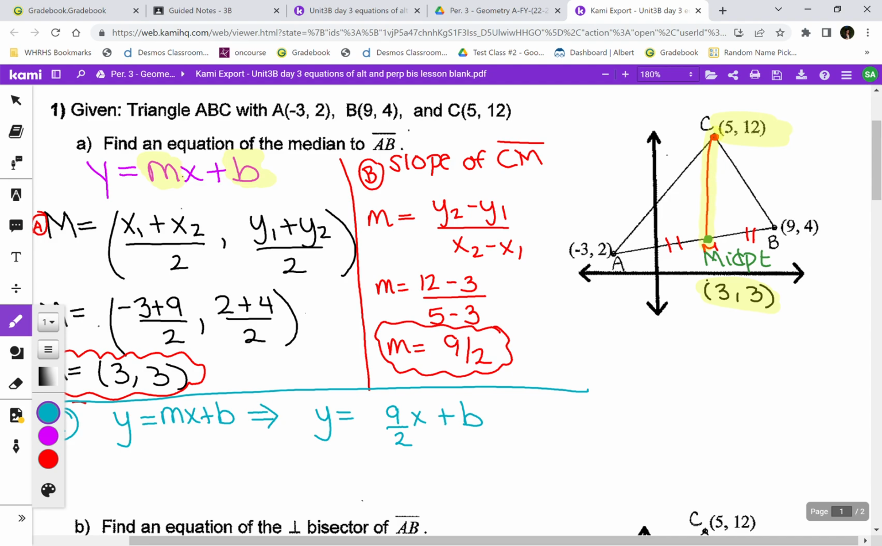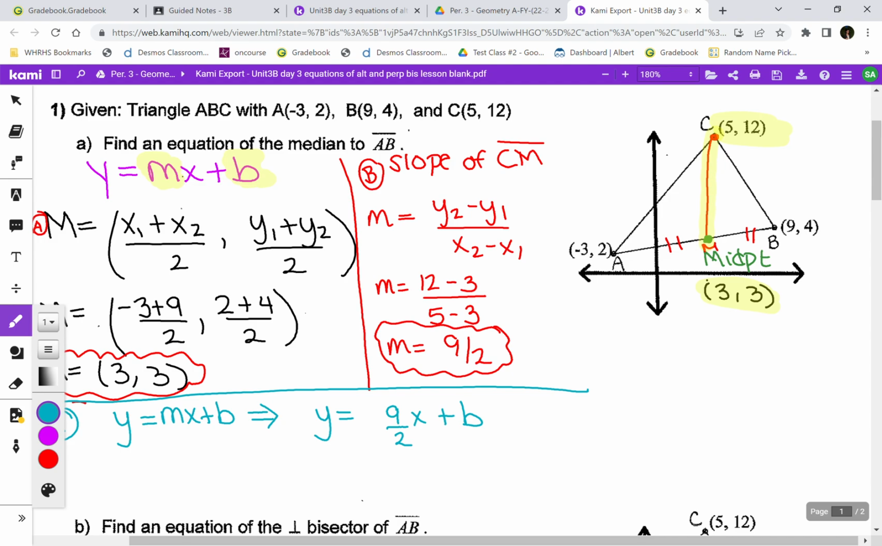Exactly. I'm going to take one of these 2 points, and I'm going to plug it in for x and y. Because remember, m is the slope, b is the y-intercept. But don't x and y represent all the points that exist on the line? Yes. So I'm going to my line CM, because I can only use those points. I can't use A or B because those aren't points on CM. So I've got to go to CM, and I'm choosing either 3, 3 or 5, 12. It doesn't matter which one I choose.